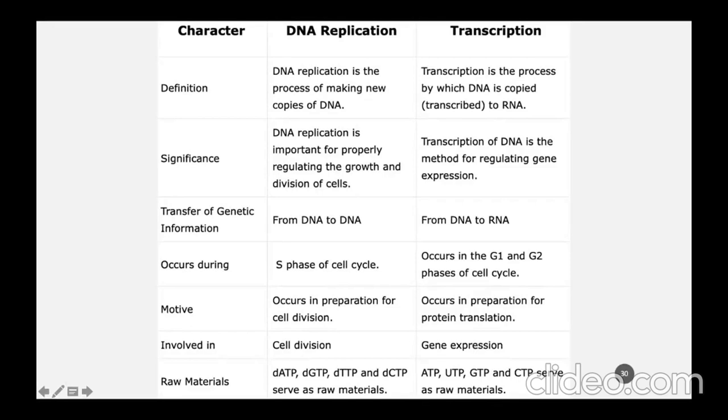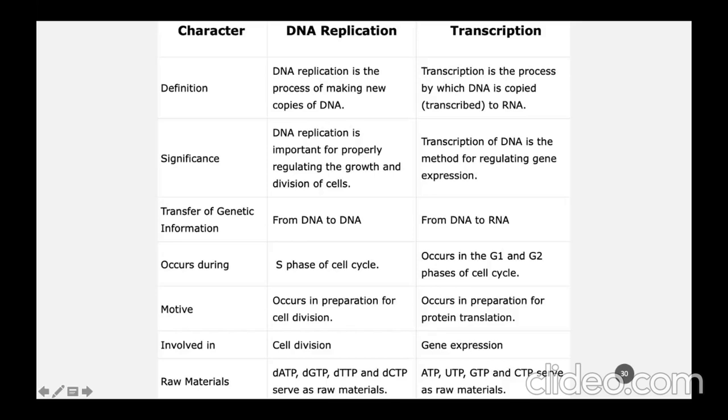Okay, definition. Go through the definition again. DNA replication is the process of making new copies of DNA. Okay, transcription is the process by which DNA is copied to RNA. Okay. DNA replication is important for cell division, while transcription is important for regulating gene expression, which is to produce protein. Okay, that is the function of transcription and translation. Lastly, the product is protein.